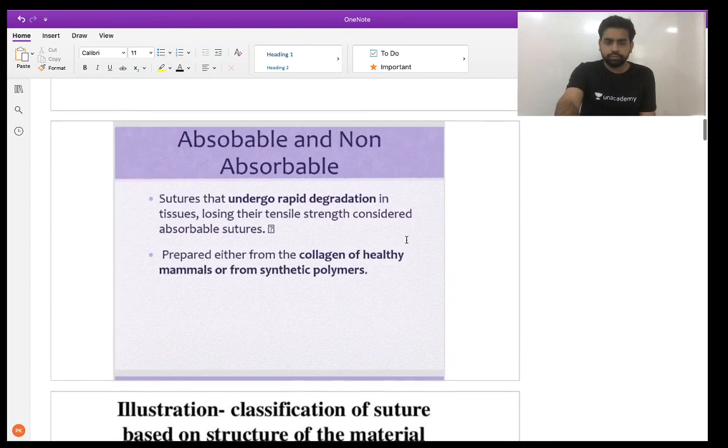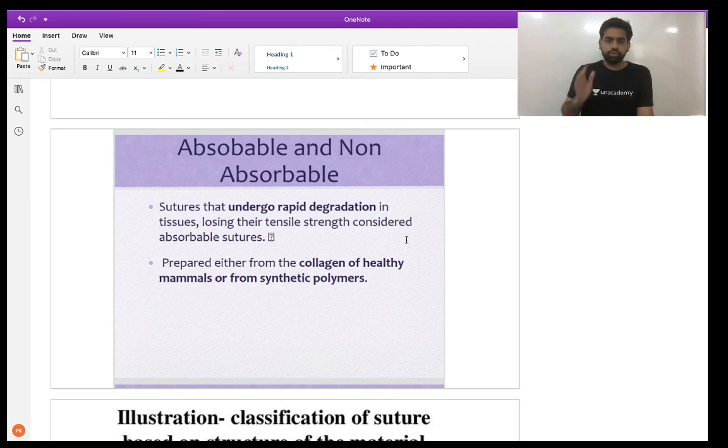Now coming to this, a suture can be either an absorbable suture or a non-absorbable suture. What do you mean by an absorbable suture? Absorbable suture means it is absorbed from the body. A non-absorbable suture remains in the body for the entire life. It is never taken out from the body.